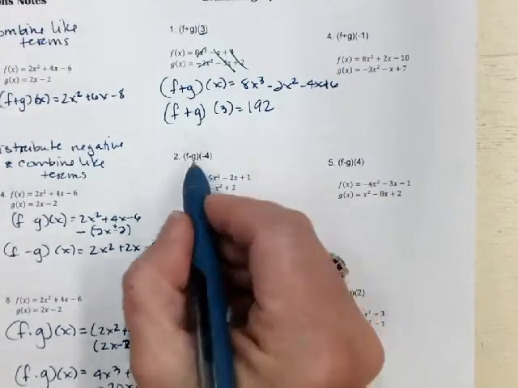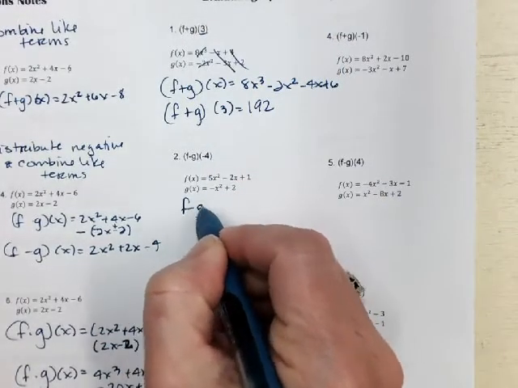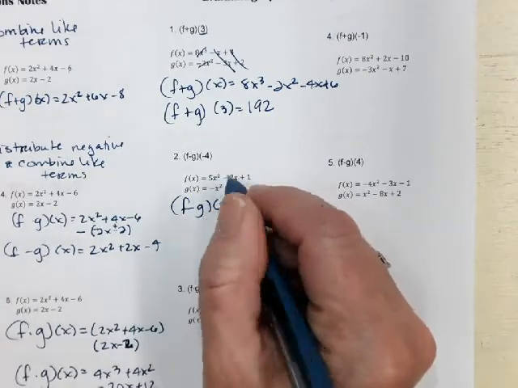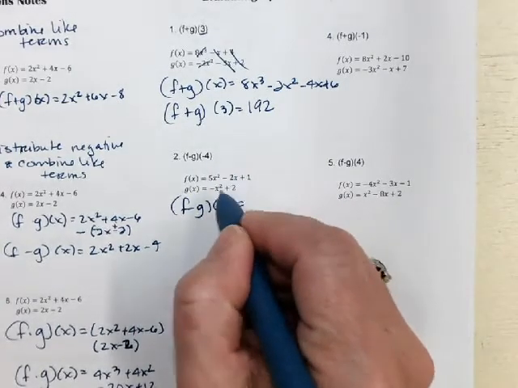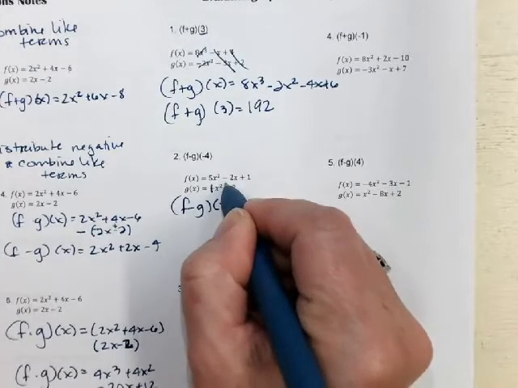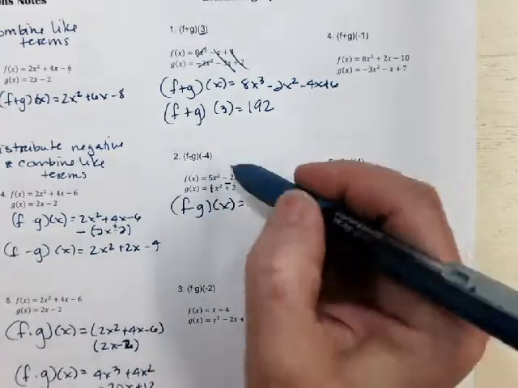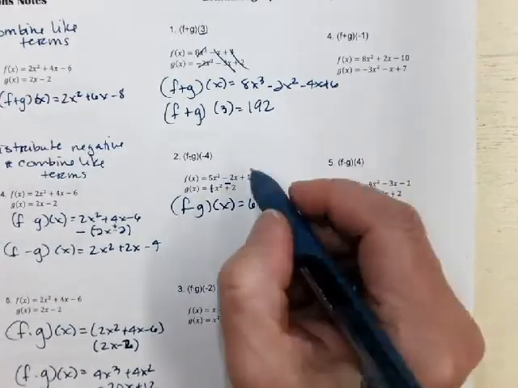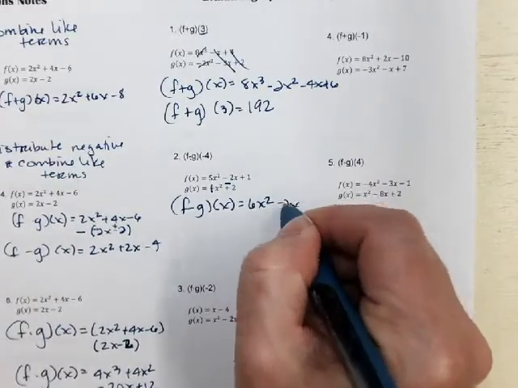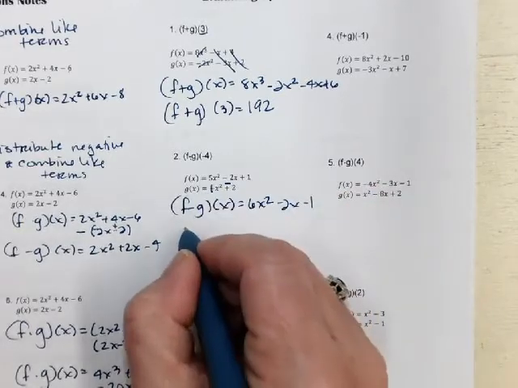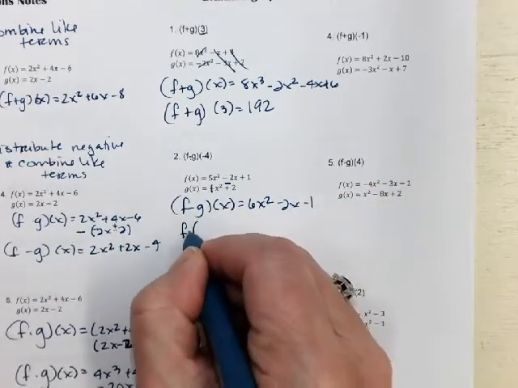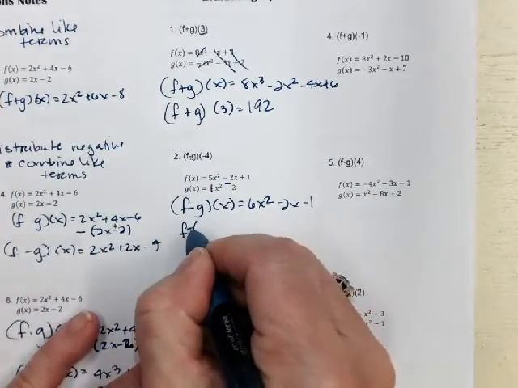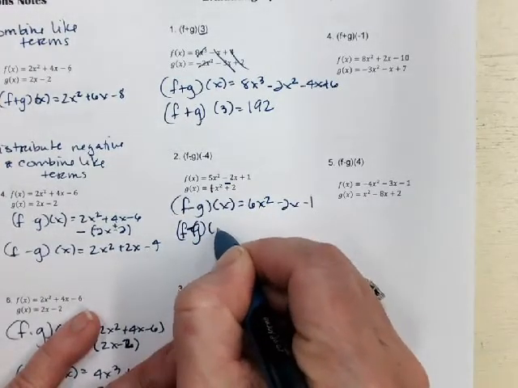So if I do subtraction, f minus g of x is going to be 5x squared. If I'm going to subtract that, let's just go ahead and change the signs, because that's what happens when we subtract. So 5x squared plus x squared gives me 6x squared, minus 2x, and 1 minus 2 gives me negative 1. And then let's substitute in f minus g of negative 4.